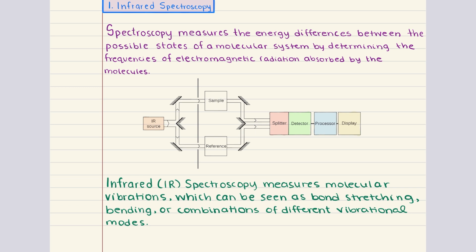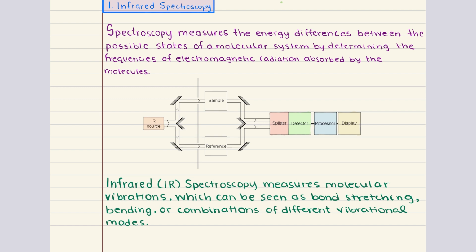Molecules can only occupy certain allowed energy levels, not anything in between. So when the energy of incoming radiation matches the gap between those levels, then the molecule absorbs that energy and undergoes a transition. The type of transition depends on the type of radiation used. So in this chapter, we'll be focusing on three.